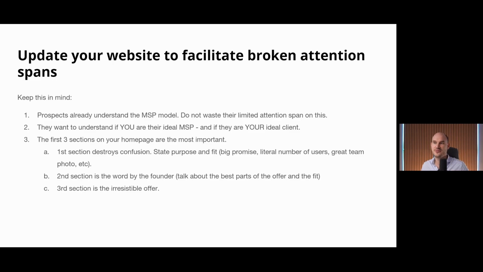And then right underneath, you have the second section, where you have the owner talking about the fit. So, hey, this is what we're going to do for you. This is our ideal client. This is how we can help, and make a nice story out of that. The third section, your irresistible offer, those 5 to 8 points. And your big promise should pretty much be in every section. That means that under your title, your big promise, and maybe your big promise already becomes part of your title on your homepage. Okay.